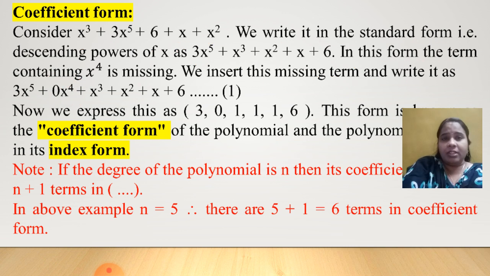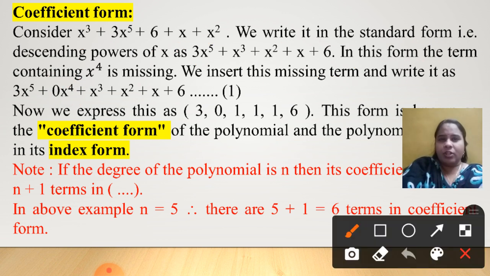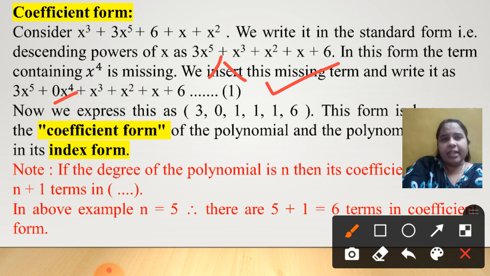Never write any other number along with it. Why? Because 0 multiplied by any number is 0. We are not changing the question. We are only inserting the missing coefficient here. That is 0 x raised to 4. Once this is done, you just collect the coefficient.